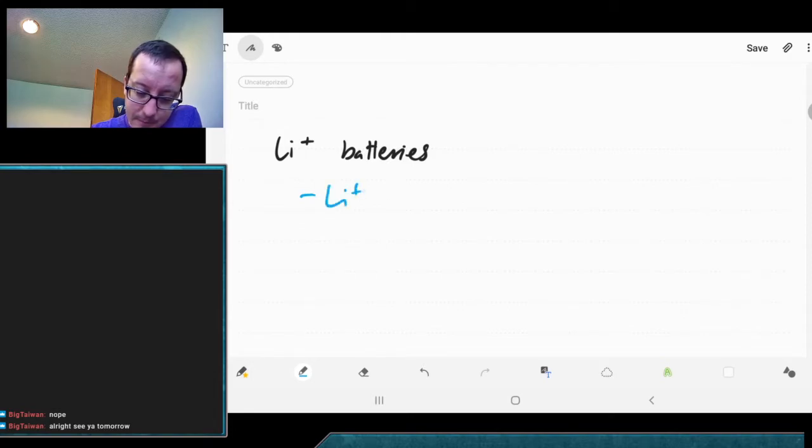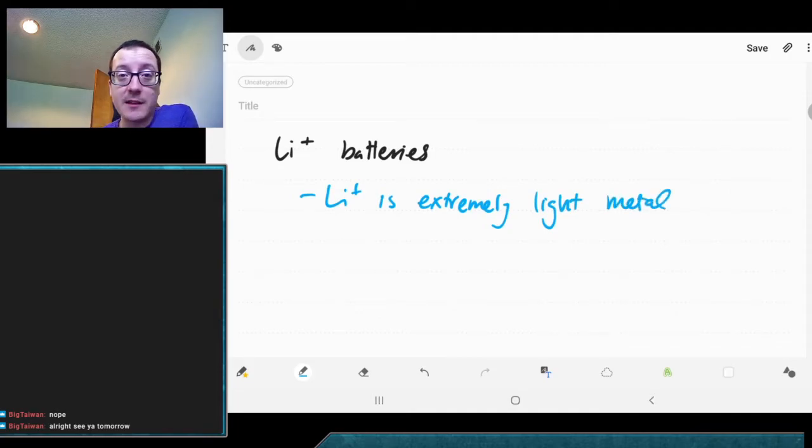First off, it's an extremely light metal, right? It's the lightest metal. It's only got three protons, so it's very small. Its mass is very small compared to other, like the lead acid battery, for example. Lead atoms are much heavier, much more dense than lithium atoms are. Lithium will actually float on water. It's so light that it will do that. It's not dense at all.